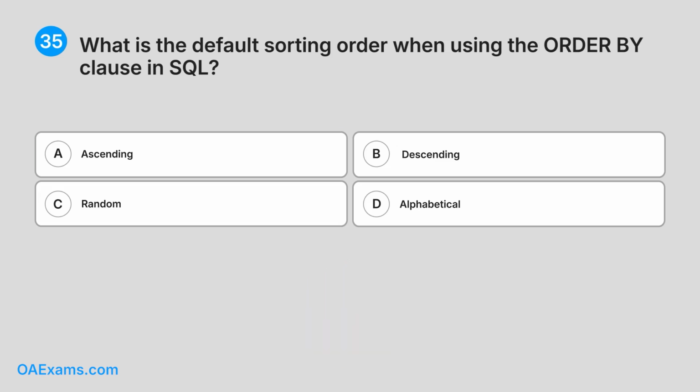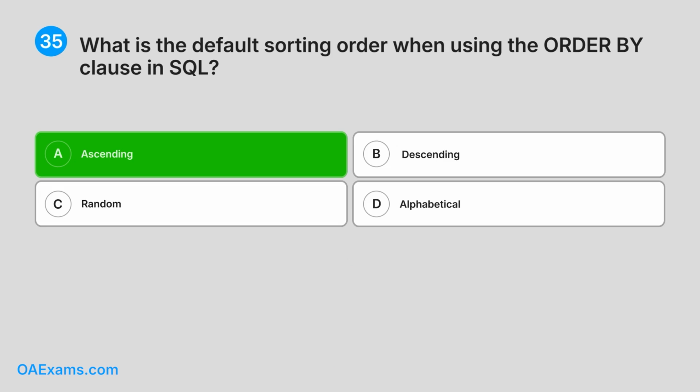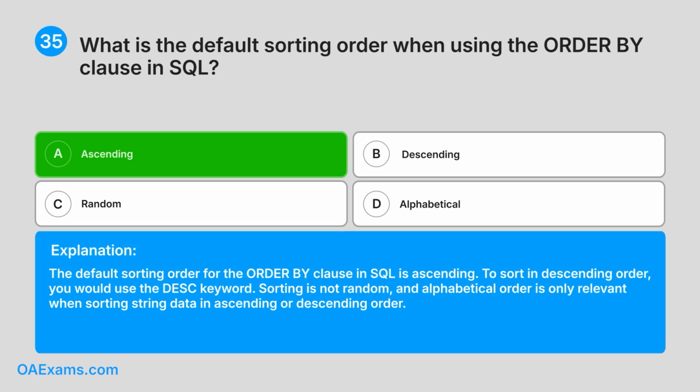Correct answer: A. Ascending. Explanation: The default sorting order for the ORDER BY clause in SQL is ascending. To sort in descending order, you would use the DESC keyword. Sorting is not random, and alphabetical order is only relevant when sorting string data in ascending or descending order.